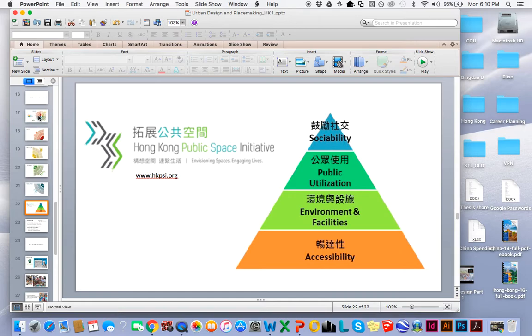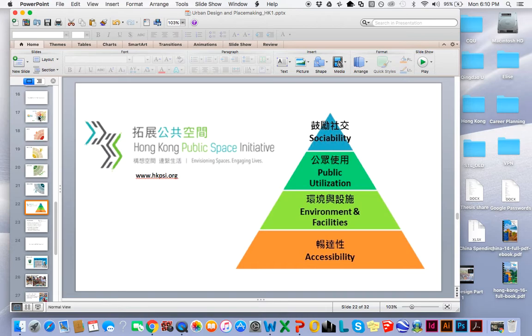Are there public toilets? Is there Wi-Fi, especially in the 21st century, that people might want to use? And is the environment clean? Are there trees? How green and sustainable and kind of welcoming is that environment from a facilities and infrastructure perspective? If it's accessible and there are adequate facilities, then step 3 or tier 3 would be public utilization.